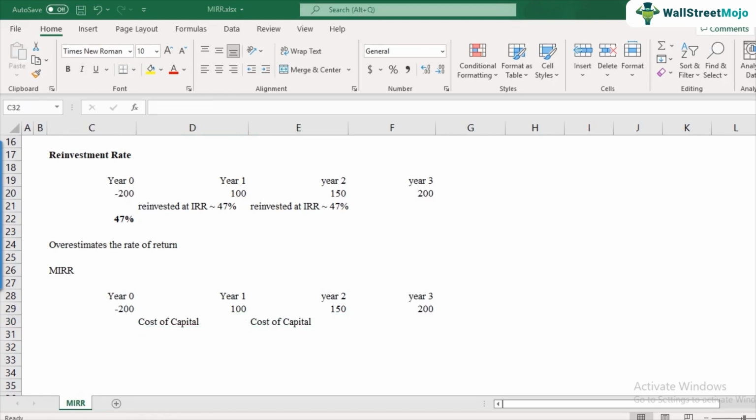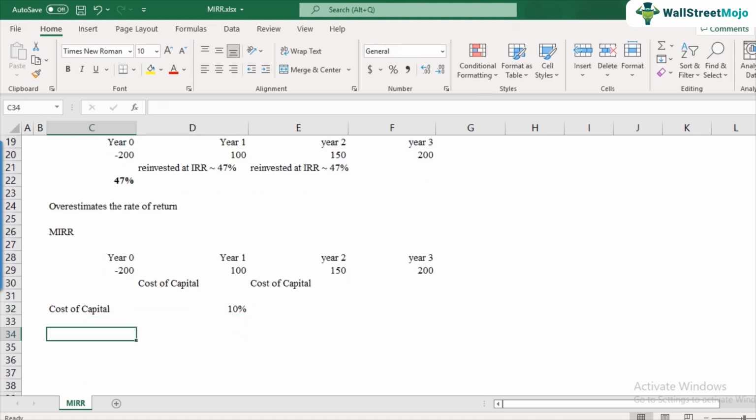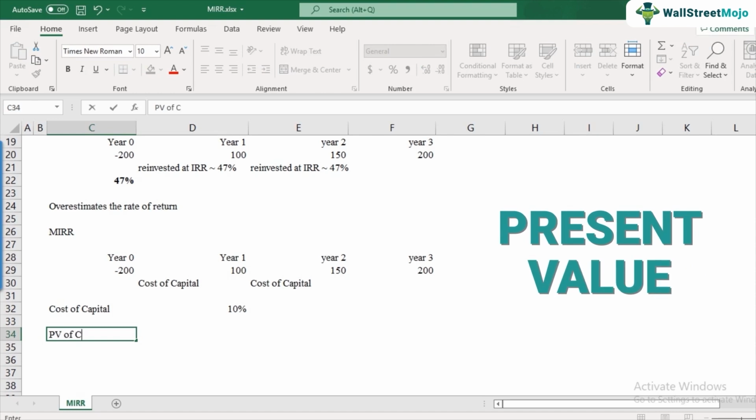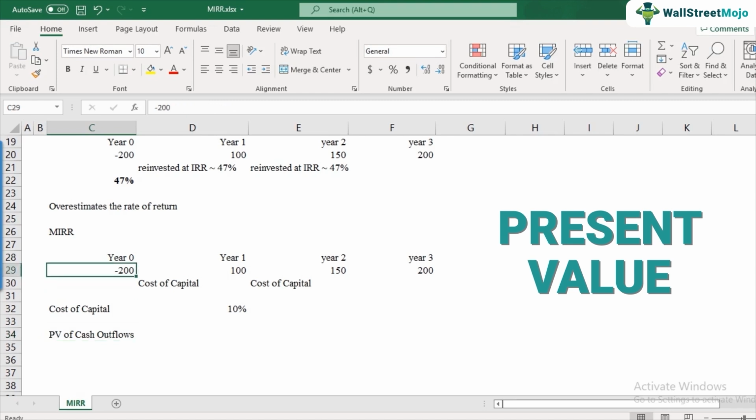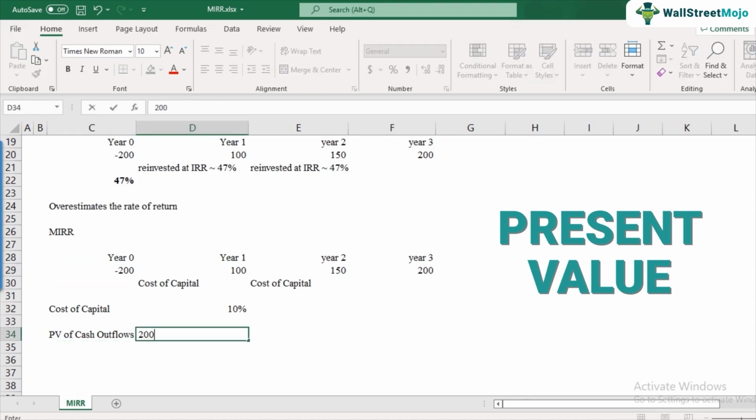So now let us understand how we calculate MIRR, or modified internal rate of return. For that, we will require our cost of capital. So let's assume that the cost of capital is 10%. In order to calculate MIRR, the very first step we need is the present value of cash outflows. So what is the present value of cash outflows here? That is $200. So that's the first step.